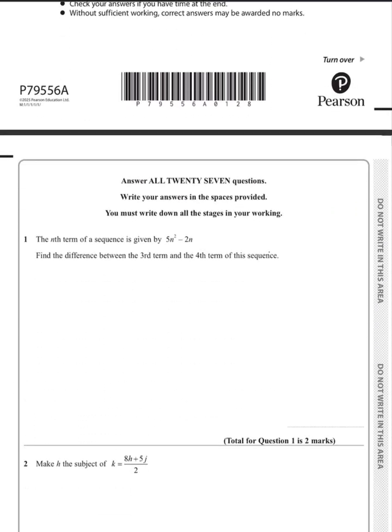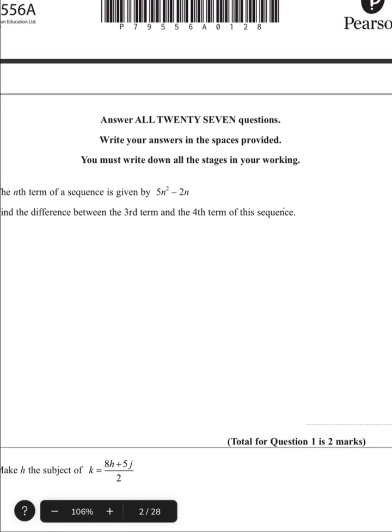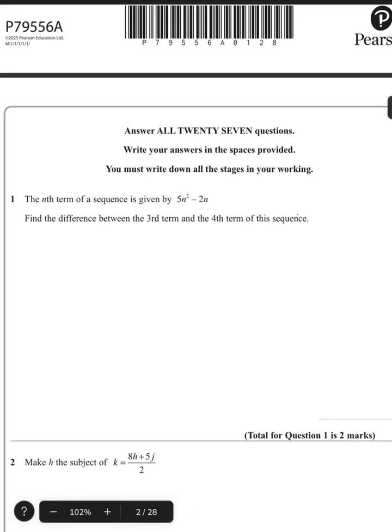Let's start with the first question. Okay, so it says the nth term of a sequence is given by 5n squared minus 2n. Find the difference between the third term and the fourth term of this sequence.